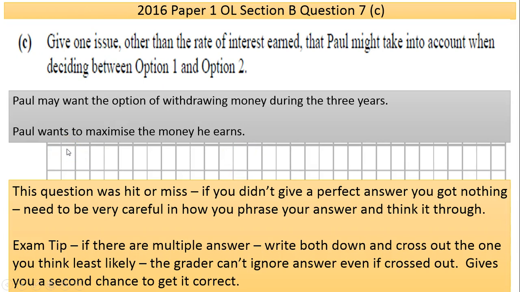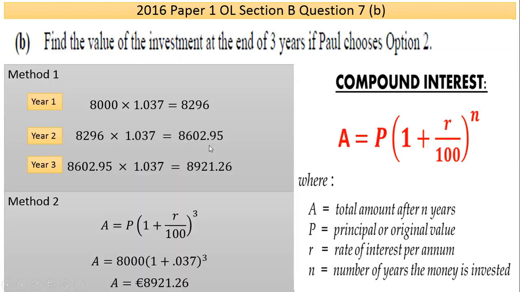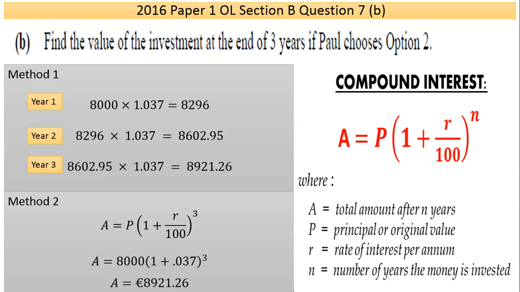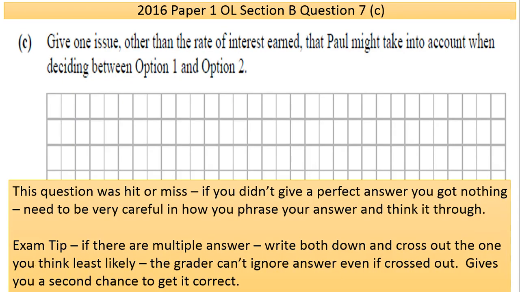Okay. Now, the second option there gives an example. I took this from the marking scheme. This says Paul wants to maximize the money he earns. In option 2, he earned 8,921-ish. In option 1, he earned 8,825. So obviously option 2 is the better option.